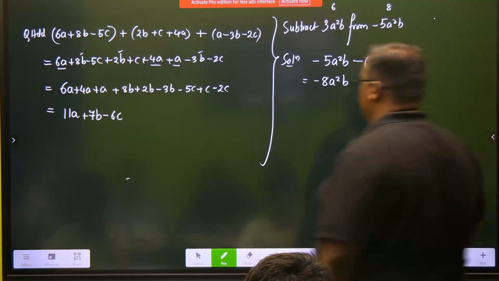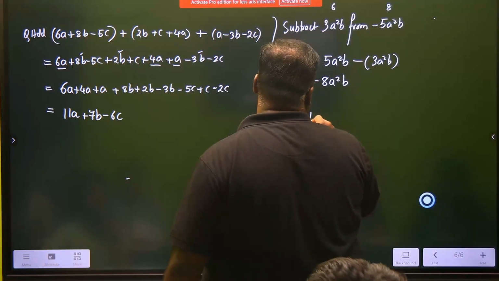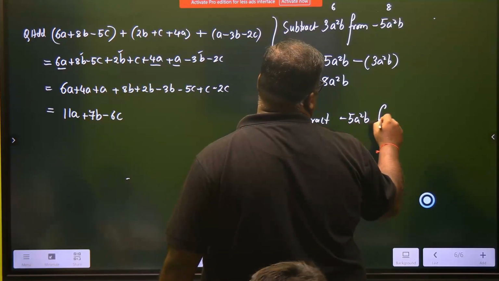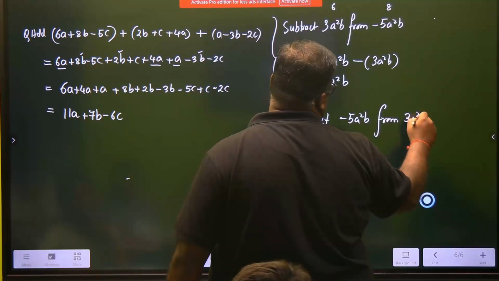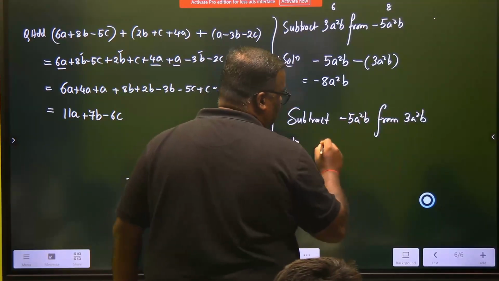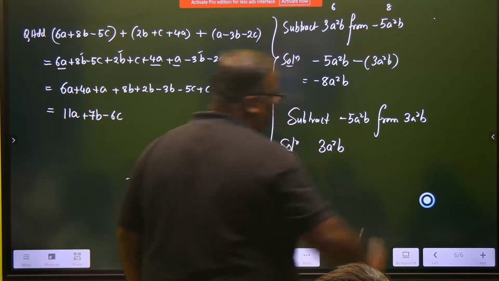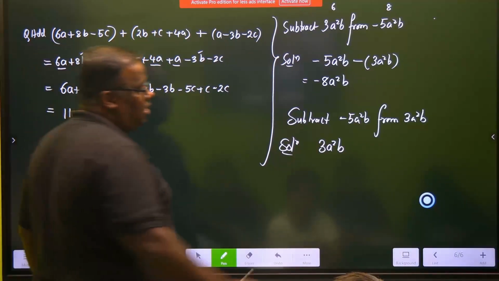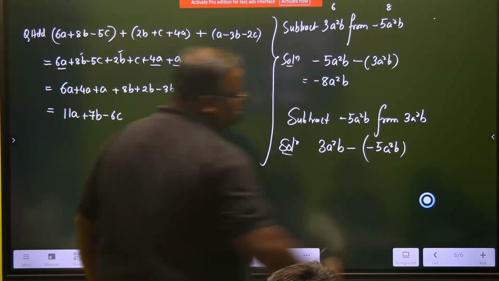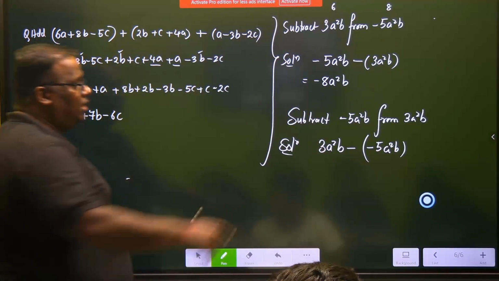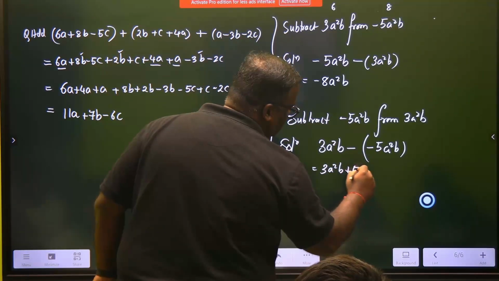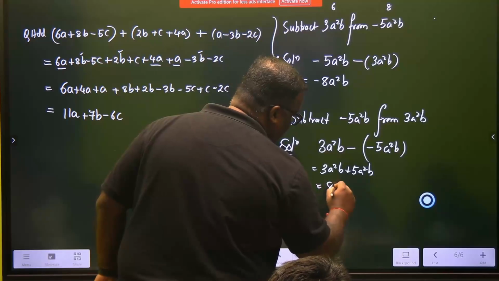But if the problem was subtract negative 5a square b from 3a square b, then Mr. Rajiv Rastogi, the problem would have changed. Subtract this from this. Then it becomes, here is where everyone will make a mistake, 3a square b minus negative 5a square b. Have you understood this or not? Now minus and minus gets added up and it becomes plus. It becomes 8a square b.